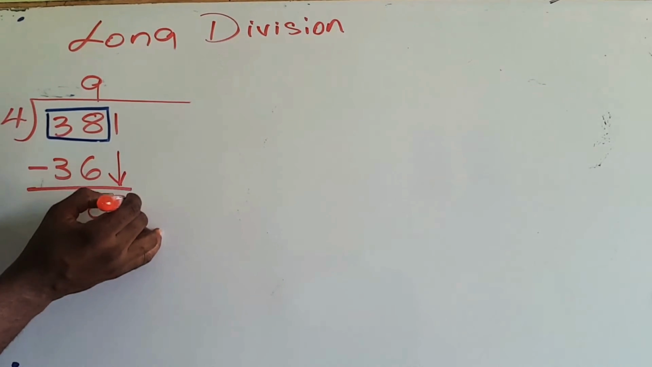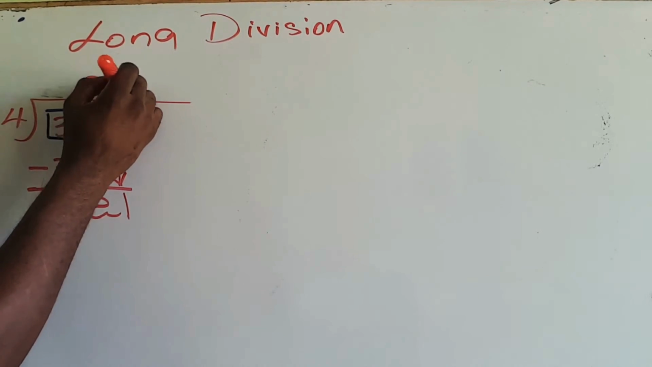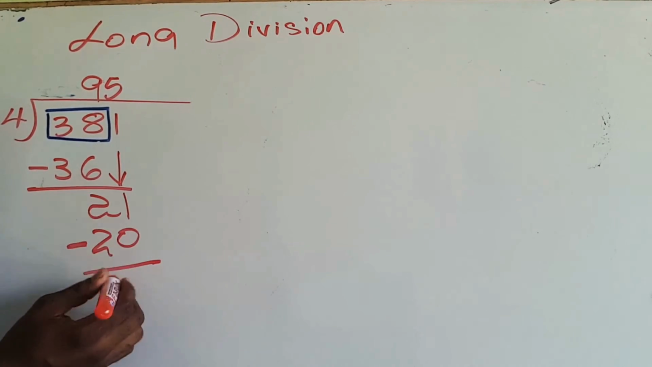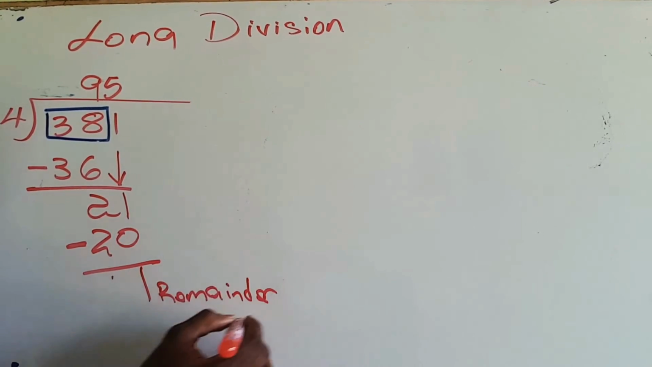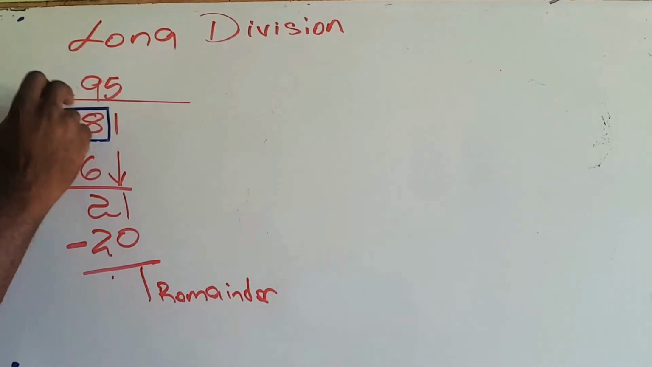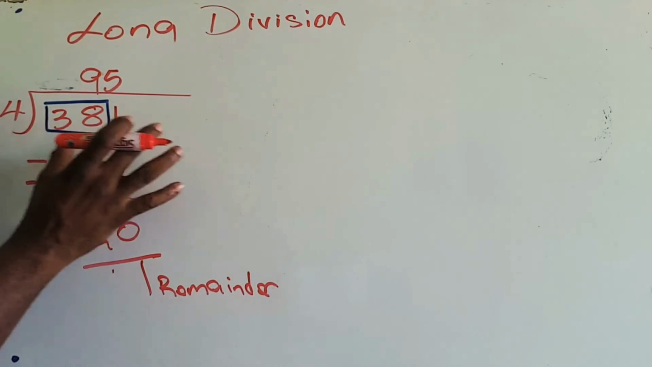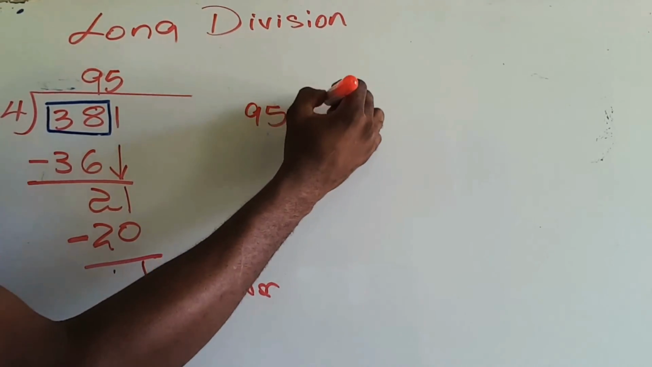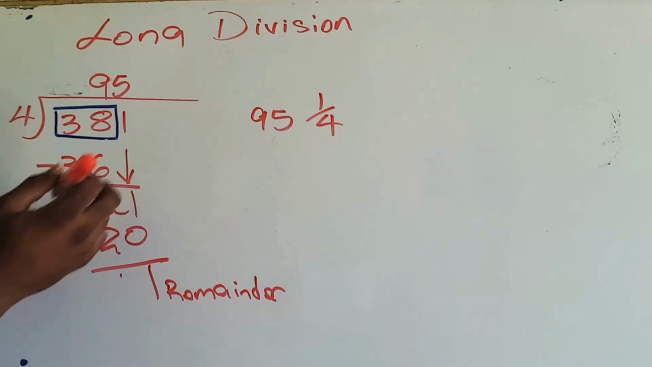And let's bring down this 1. Now we're saying 4 into 21, 5 times. 5 4s, 20. And then we subtract, we get a 1. So we have a 1 as a remainder here. So what we're saying is 4 into 381 is 95 times and the remainder of 1. So we also could represent this as a mixed number, 95 and 1/4, because that's the remainder 1 out of 4. So that's what we're saying.